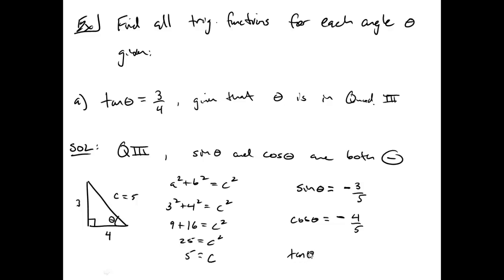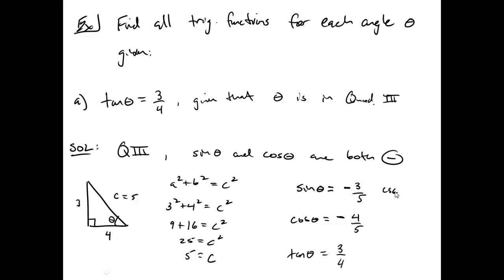Tangent theta, which I already gave you, is equal to 3 over 4. You know this from the problem itself. That should be easy points. You also can just look at the triangle you have drawn, right? Opposite over adjacent is 3 over 4. From there, you can find the remaining trig functions.